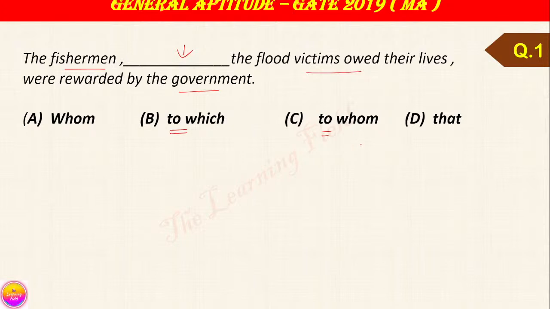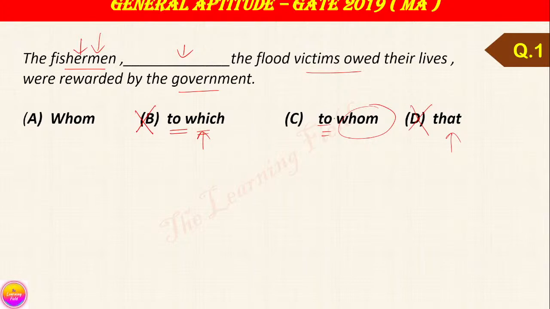Here we are talking about fishermen, so they are persons. 'Who' is clearly the wrong option, and 'that' is also not a correct option, because here we talk about a person. We use words like 'which' and 'that' with things, not with persons. So these 2 options are clearly incorrect, and these 2 options connect 'to' to the flood victims.